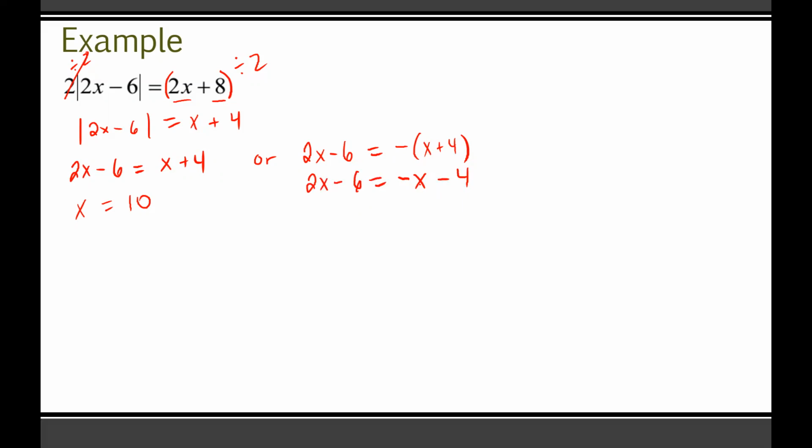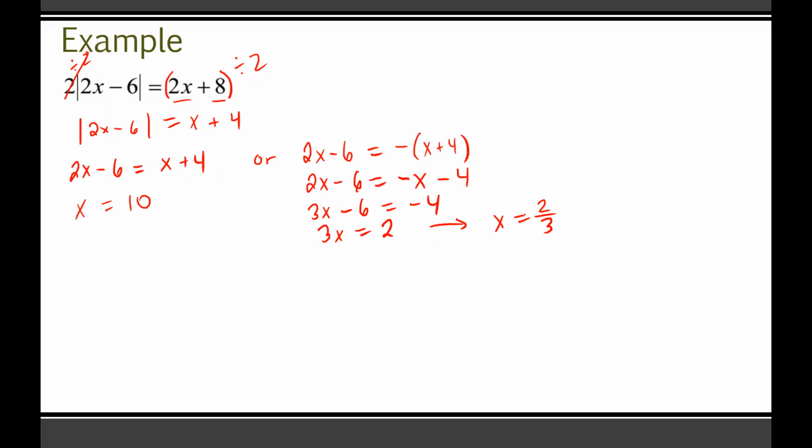So I guess that means I need to add x on both sides. That'll give me 3x minus 6 equals negative 4. Add 6 on both sides. You have 3x equals positive 2. And then that tells me that x is going to equal 2 over 3.